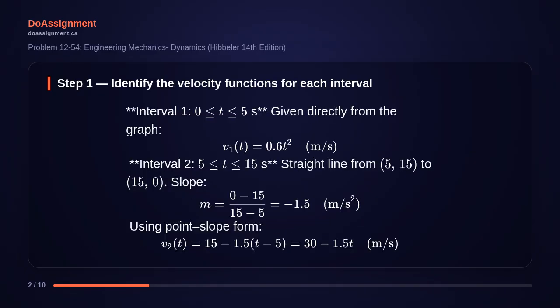First, we identify the velocity function in each time interval. From 0 to 5 seconds, velocity equals 0.6 t squared as labeled on the graph. From 5 to 15 seconds, the graph is a straight line dropping from 15 meters per second down to 0. The slope is 0 minus 15 divided by 15 minus 5, which equals negative 1.5. Using point slope form, we get velocity equals 30 minus 1.5 t.